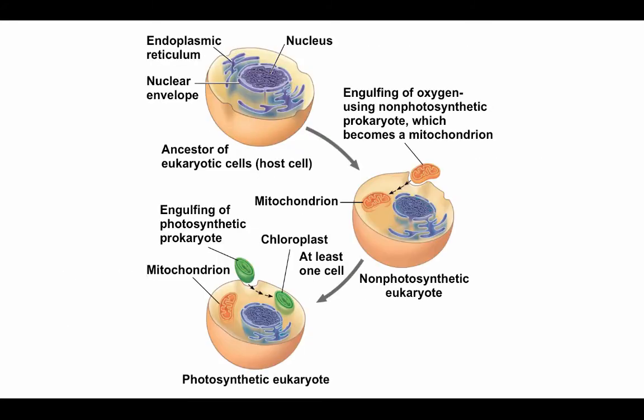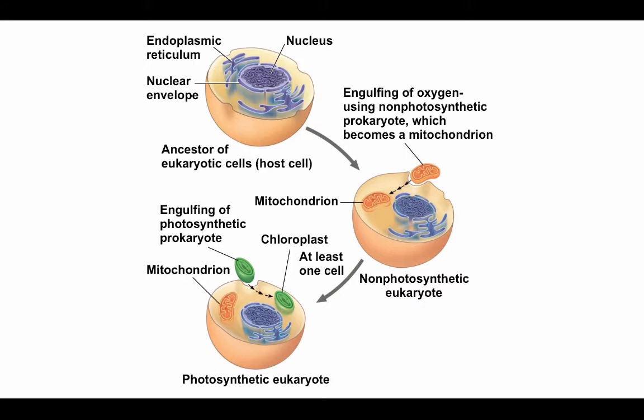So let's take a look at how this works. Here we have the ancestor of eukaryotic cells with a cell nucleus and endomembrane system, and we can think of this as being the host cell. So at some point, this host cell would have engulfed a bacterium that was capable of these metabolic processes that mitochondria do now. So an oxygen-using non-photosynthetic prokaryote, which for whatever reason did not get digested, was maintained within the cytoplasm and eventually became part of the cell instead of being an independently living organism.